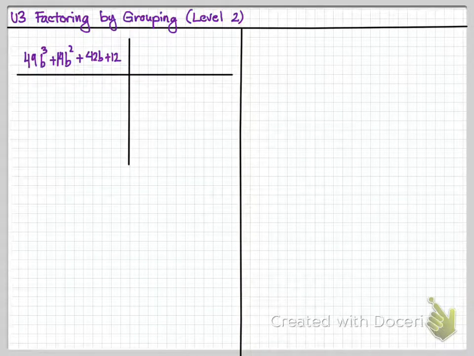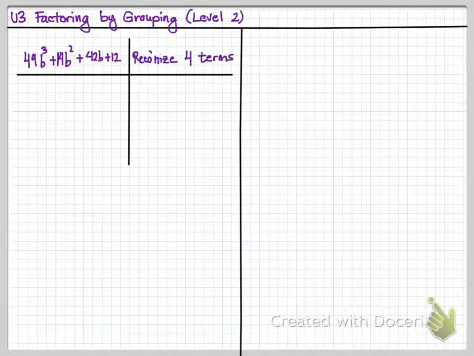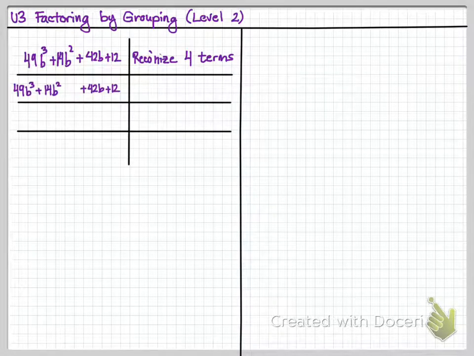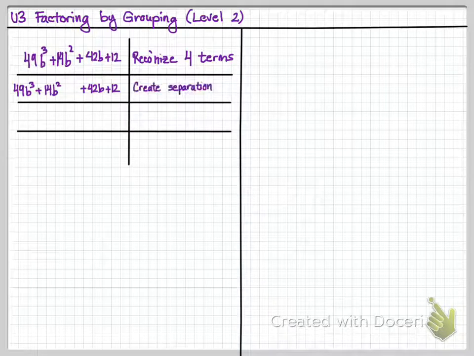Alright, welcome to factoring by grouping. Sometimes we get polynomials that are 4 terms, and this is what we do to see if they are factorable. In this case, you've got to recognize that there are 4 terms there. The next step is to divide those 4 terms up into 2 separate problems, so we create some separation between the two.